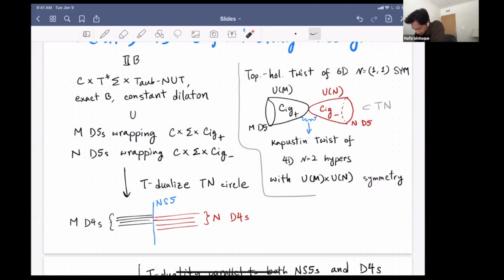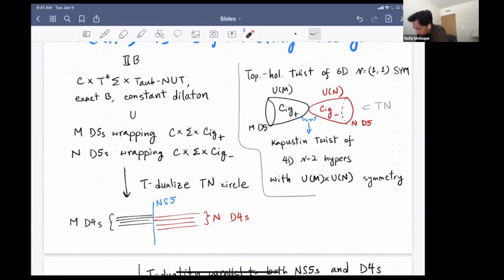Maybe I should say a few things about what the cigars and the TN0 are. The TN0 can be visualized as kind of like a bouquet of cigars, where there's a two-sphere which parameterizes different cigars.